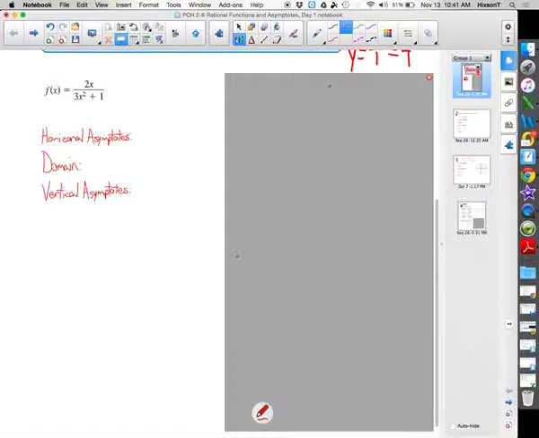So, for example here, in this case, we have 2x over 3x squared plus 1. So we have a smaller degree on the top, which means our horizontal asymptote is at 0. Okay, y equals 0.